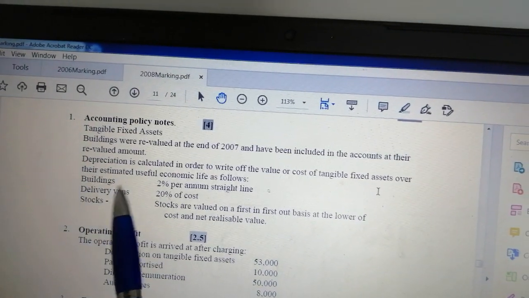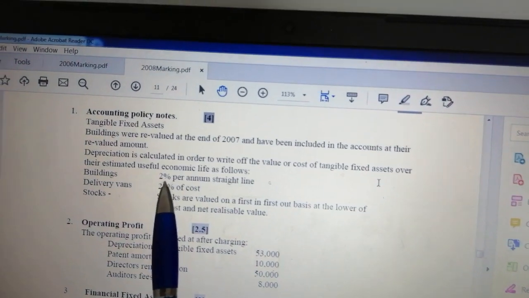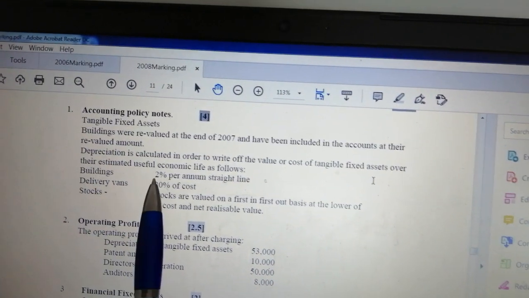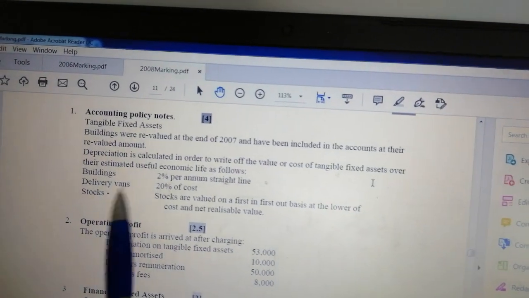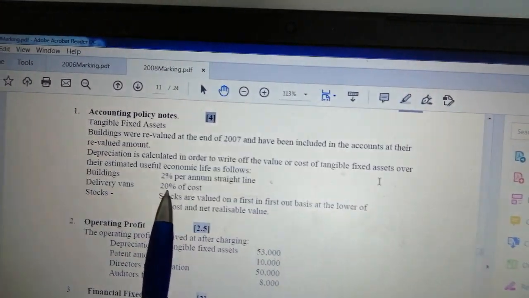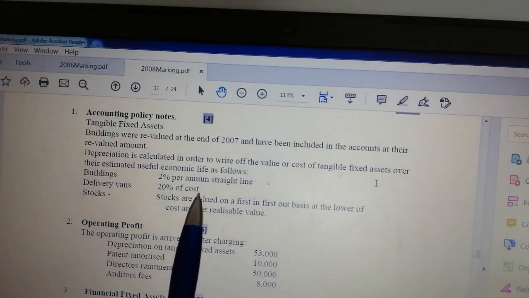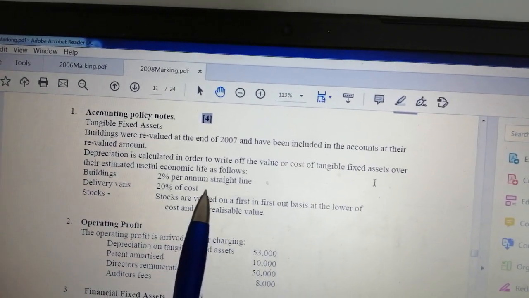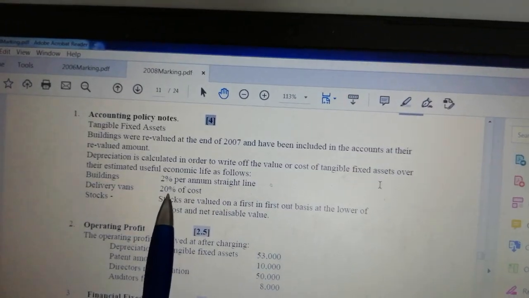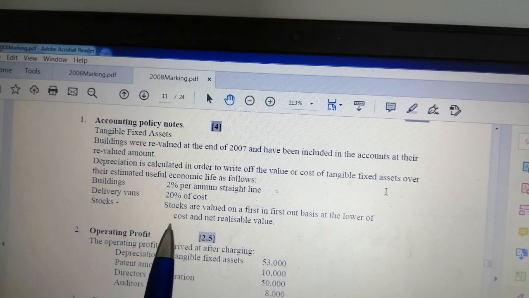So again, you put in whatever is relevant to the particular question, but I think every single question I've ever seen, it's been 2%. So you put in buildings, 2% per annum, straight line. I've never seen that being different. Delivery vans, whatever the percent in the question is, but often it's 20% as well. Delivery vans, 20% of cost. An odd time you might see something like reducing balance if it is the case, but almost always it's this 20% of cost. Okay.